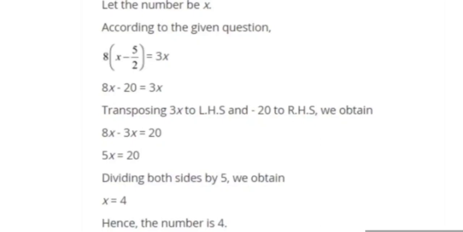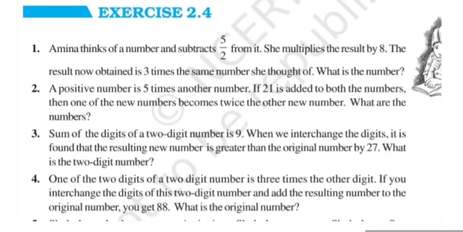Now transposing 3x to the left hand side and minus 20 to the right hand side, we obtain 8x minus 3x is equal to 20, means 5x is equal to 20. Now dividing both sides by 5, we obtain x is equal to 20 upon 5, means x is equal to 4, means the number is what? 4. Now see next question number 2.